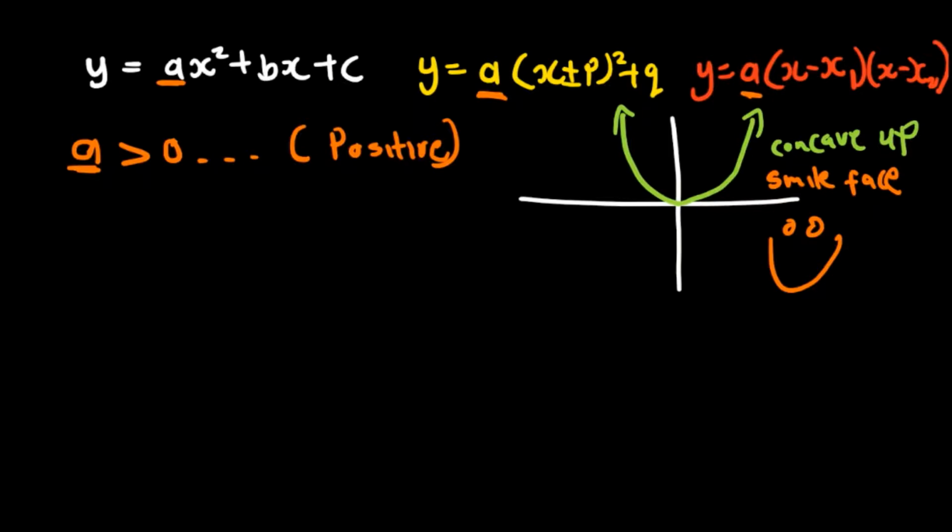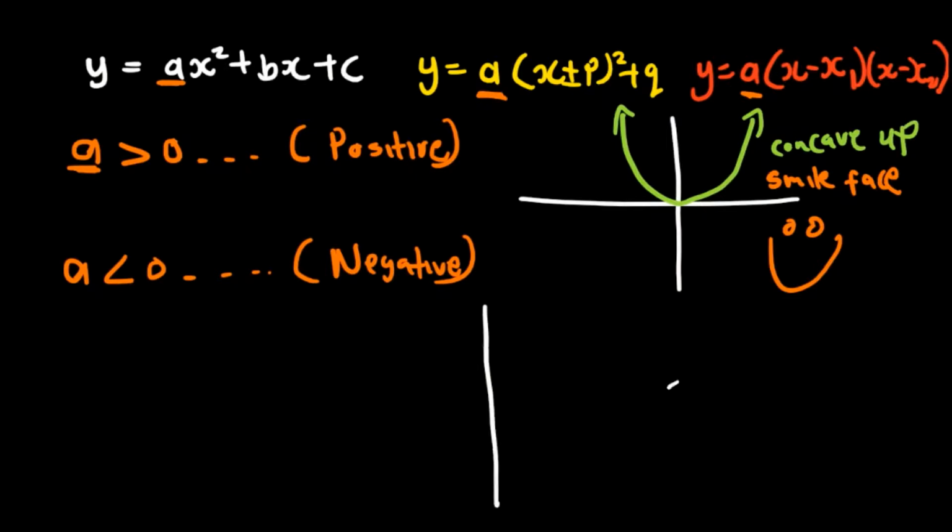Now, if the a value is less than 0, it means the gradient is negative, right? So if we were to draw the function, it's going to look more like this.